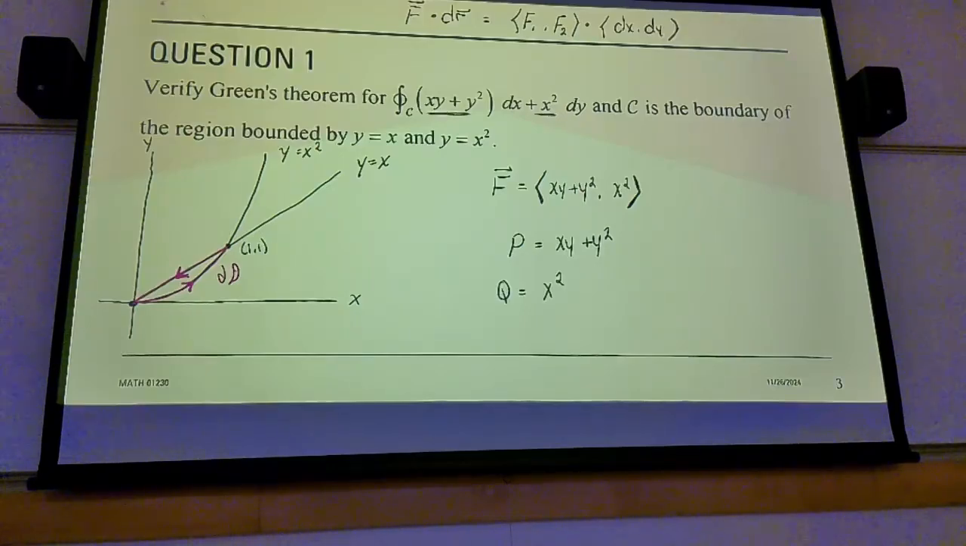Oh, that x squared isn't attached to the dx? No. Oh, okay. That would explain why I was confused. All right. It's just another way of writing a line integral, and it's typically what we see with Green's theorem.